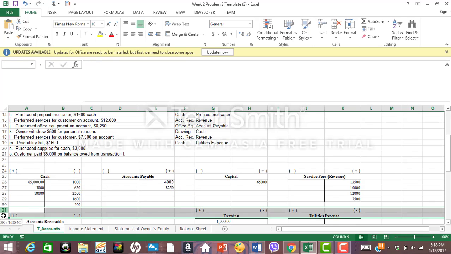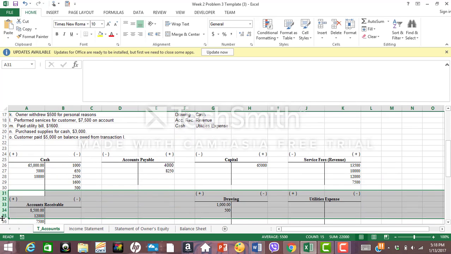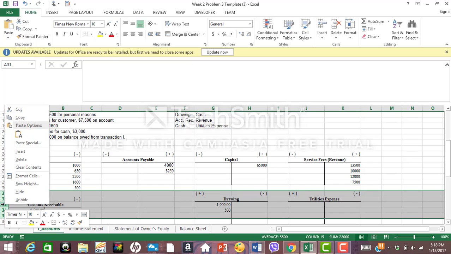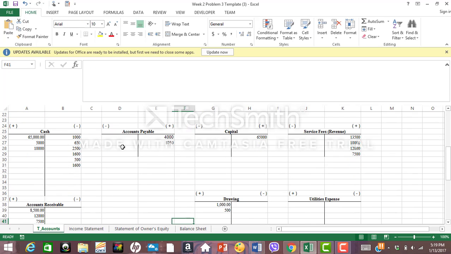What I'm going to do is highlight a couple of these so that it gives us a little bit of room so we can foot these T accounts and balance them as well. So it is for the paid utility bill of $1,600. So we know we credit $1,600 here and we debit $1,600 under utilities expense.